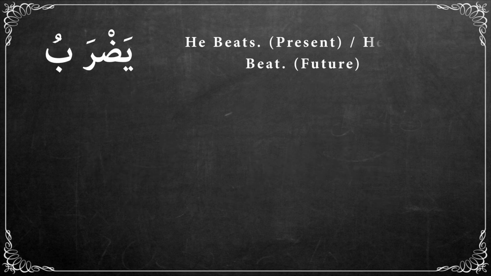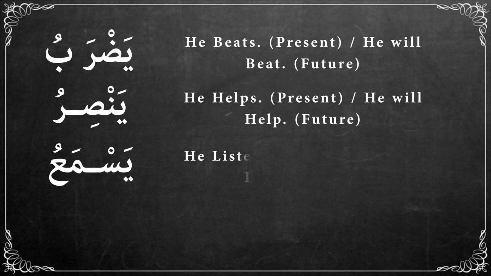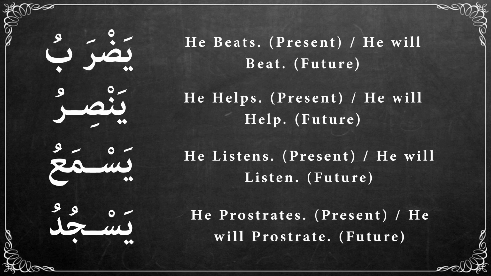يضرب. He beats or he will beat. ينصر. He helps or he will help. يسمع. He listens or he will listen. يسجد. He prostrates or he will prostrate. These are some of the examples. We will learn the rest of the words in our Arabic vocabulary lecture. If you don't understand something, then don't worry, you will get it as we move on. Here is a small summary about tenses.